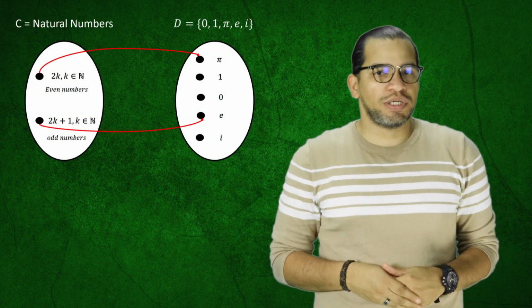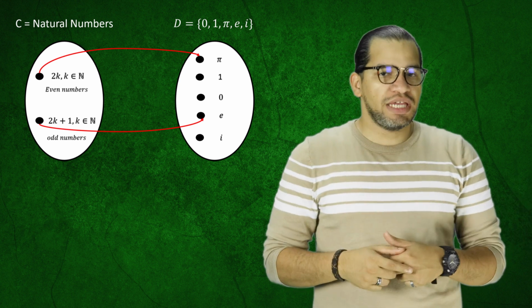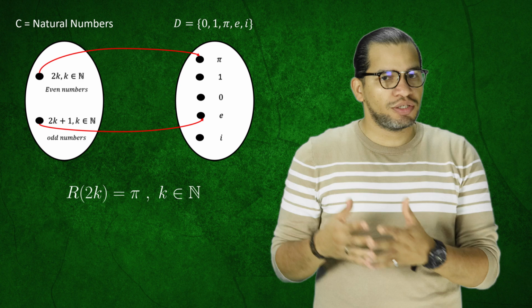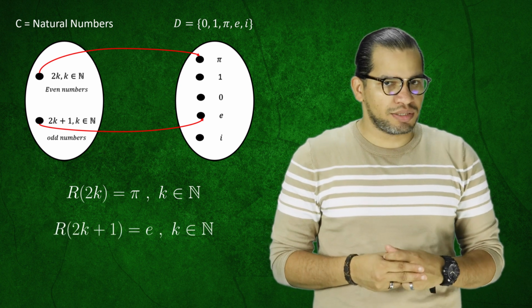Another relation could be the relation R between sets C and D, for which each even number is assigned to pi and each odd number is assigned to e. Now we can define what a function is.